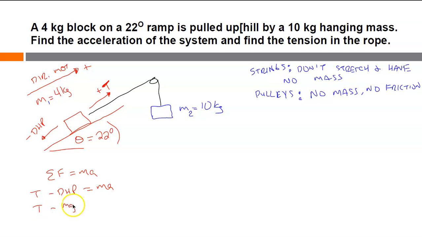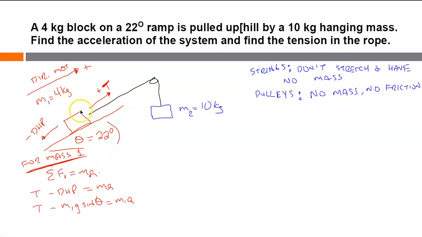And then I can come in here and say, well, I know that the DHP is mg sine theta. And actually, let me write that a little bit differently. I probably should write m1 g sine theta. I don't want to get it tangled up with m2. And this is m1 also. I'm building an equation for box 1, for mass 1. And you can see that, it wouldn't hurt to put it right here and right there.